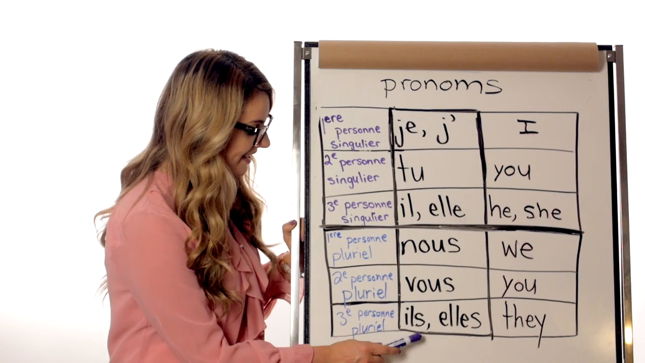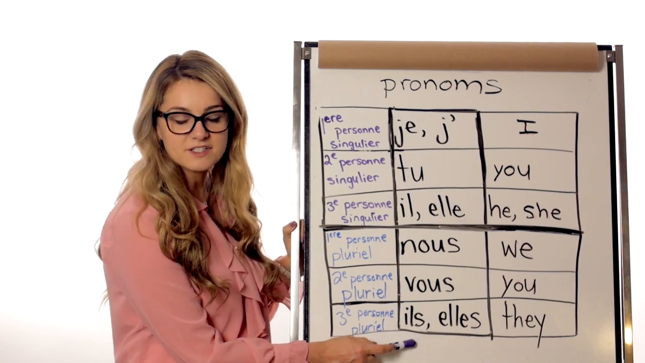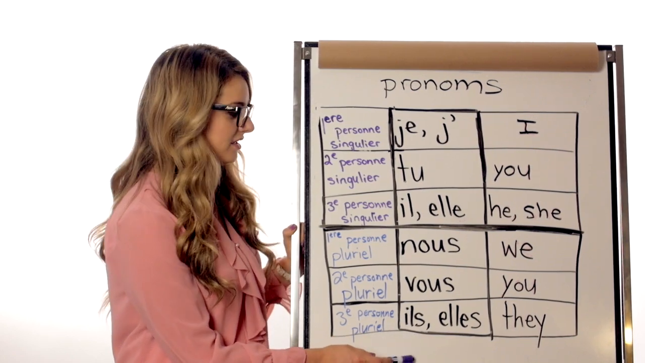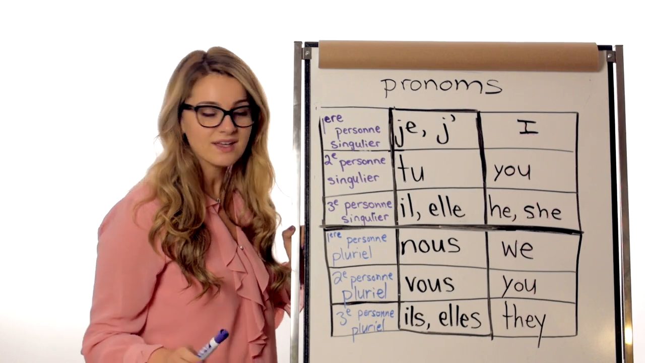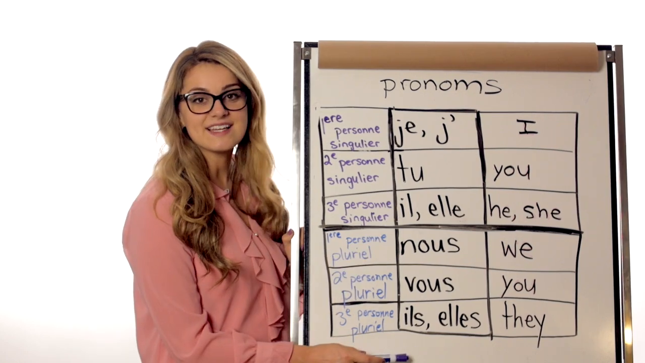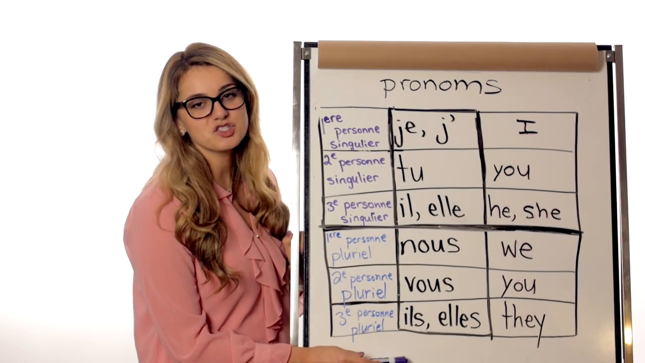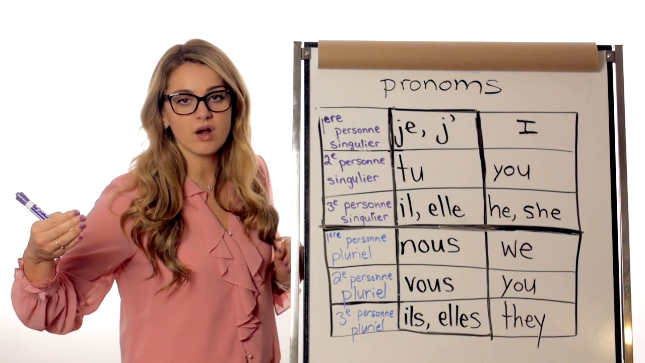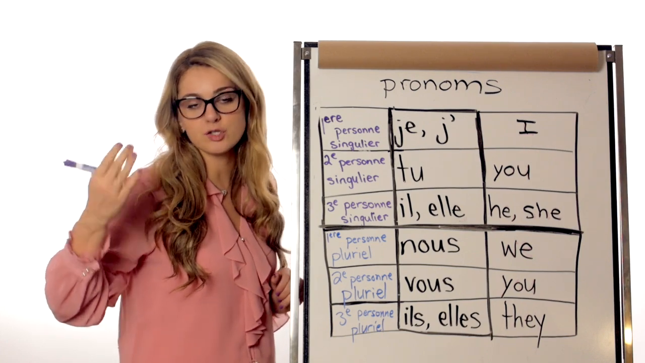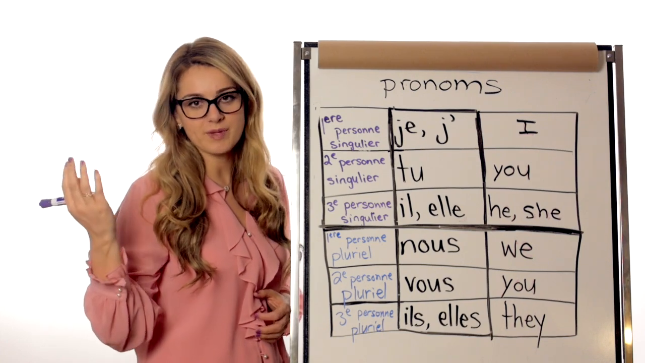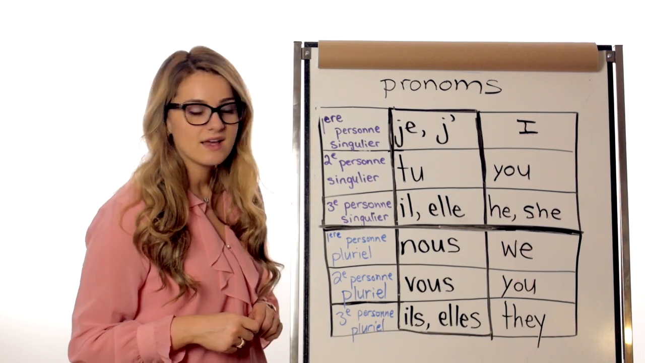Okay, now listen. Yes, I know that there's an S after il, but we still just say il. So we read it the exact same way, il and il. We don't pronounce the S, it's just there to let us know that we are referring to multiple people, 2 or more people. Same thing with elle.